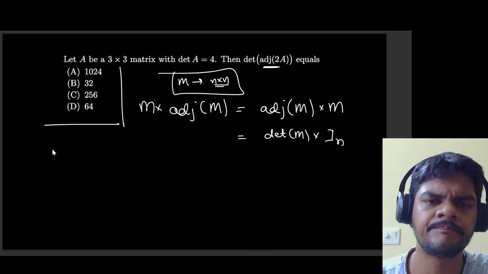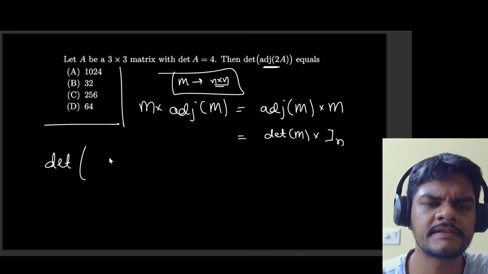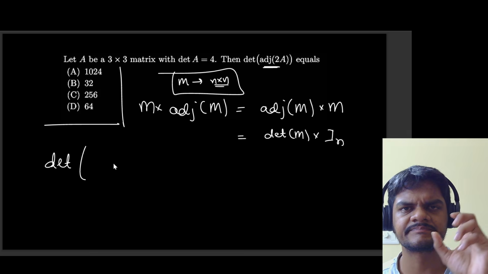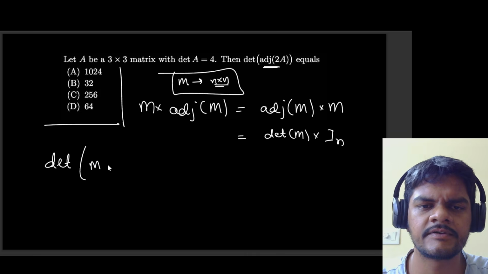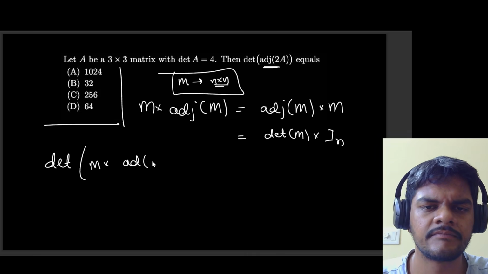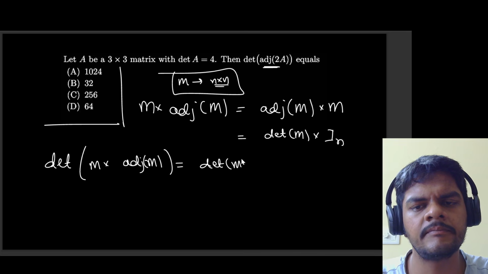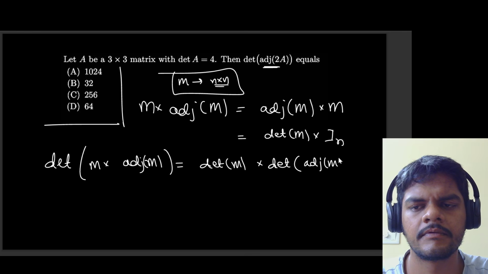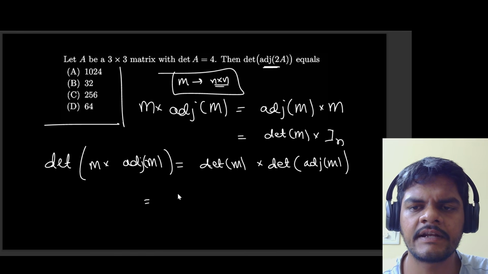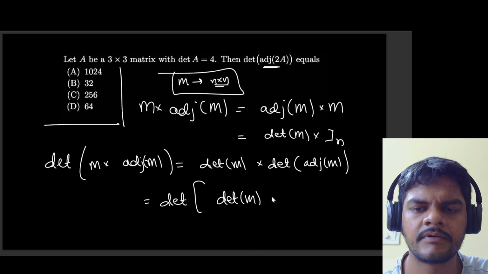Now, what do we do? So that will mean that determinant. By the way, determinant has this property of it is a multiplicative operation. So what does that mean? So determinant of M into adjoint M is equal to determinant of M into determinant of adjoint. And that will be equal to the right hand side. So that will be determinant of M times determinant of M times IN.